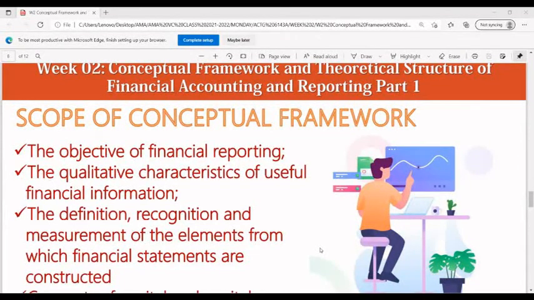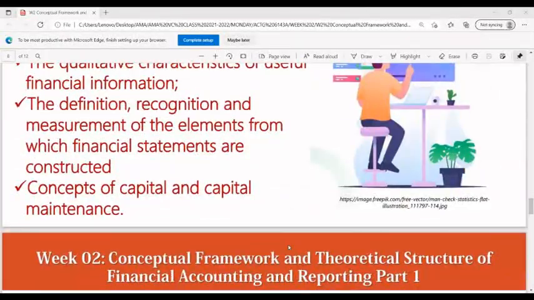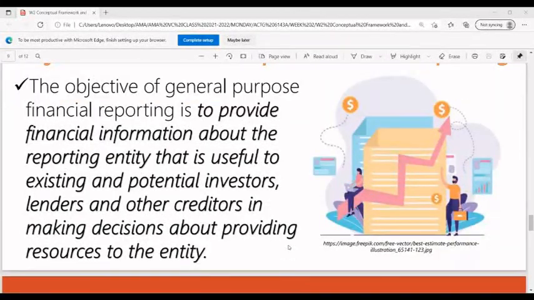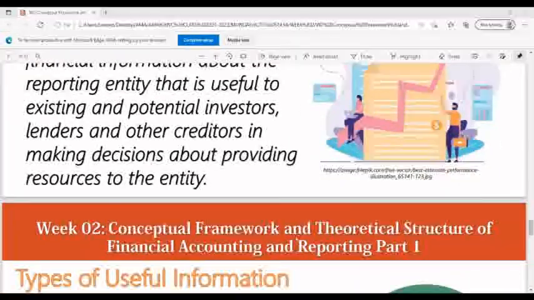Also included are the definition, recognition and measurement of the elements from which financial statements are constructed, and concepts of capital and capital maintenance. The objective of general purpose financial reporting is to provide financial information about the reporting entity that is useful to existing and potential investors, lenders, and other creditors in making decisions about providing resources to the entity.